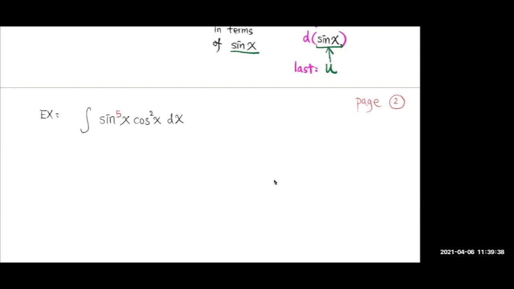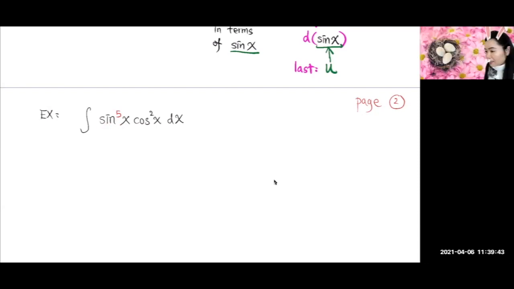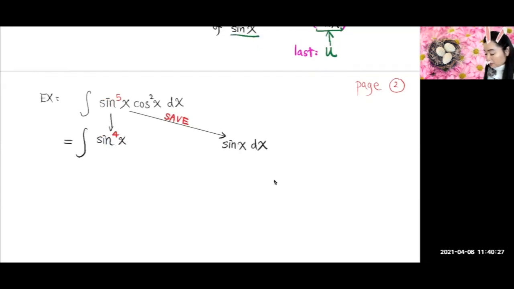Sine to the 4x times sine x. Exactly. Yes. Yep. You got it. You want to save one sine x together with dx. So it's going to become even, the exponent on sine. So after you save one sine x together with dx, the exponent on sine x here will become even.